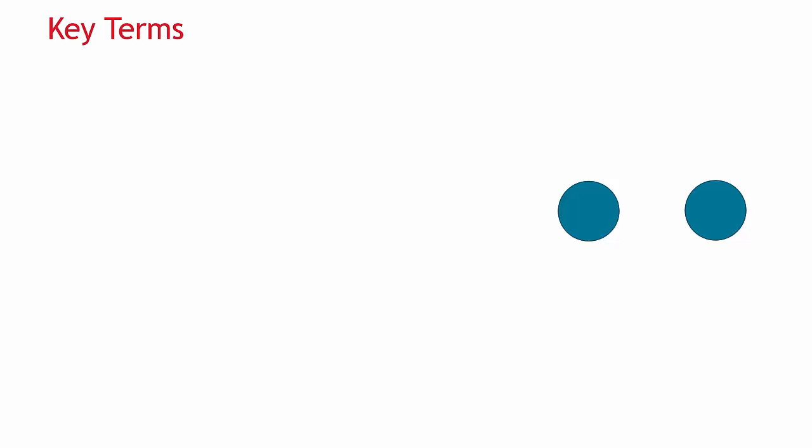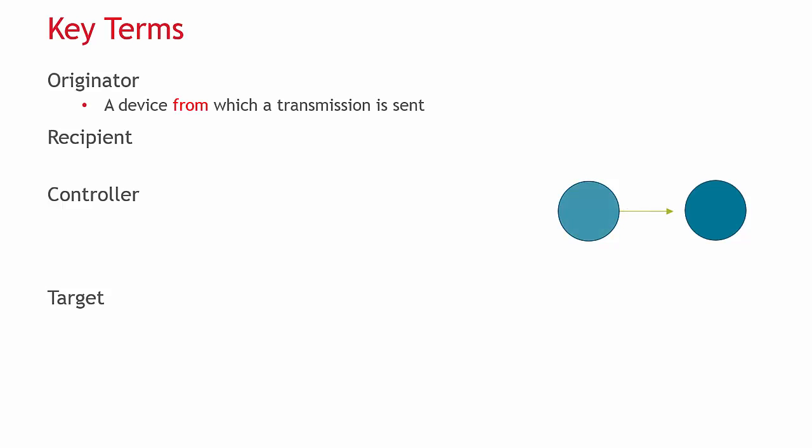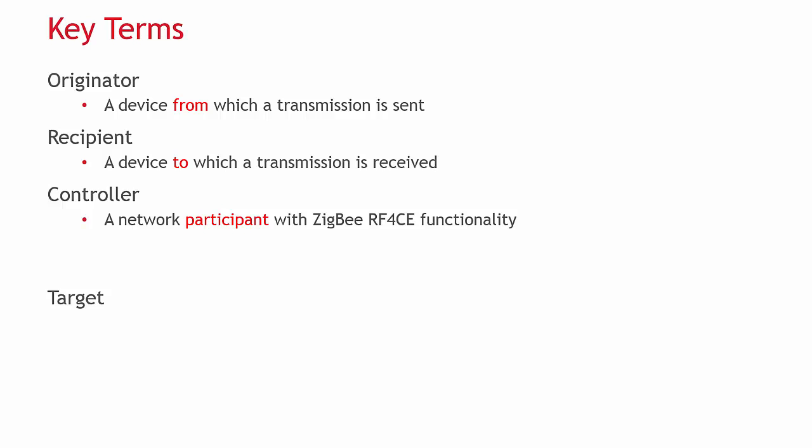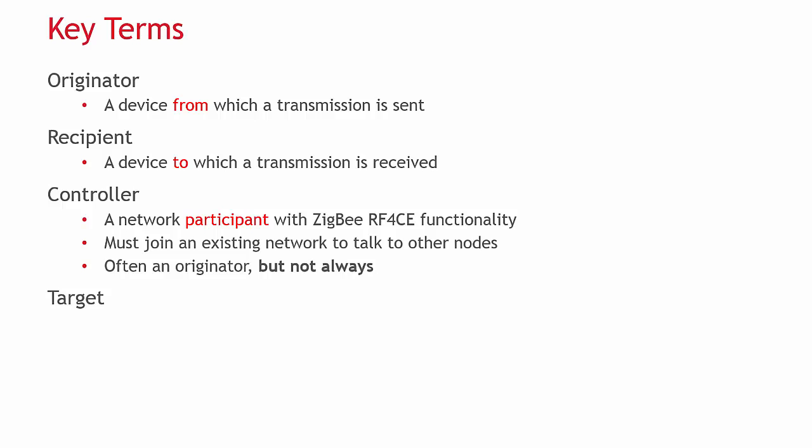There are a few key terms that are important when trying to understand the RF4CE protocol. These terms are originator, recipient, controller, and target. An originator and a recipient are very simple and complementary terms. The originator is a device from which a transmission is sent, while the recipient is a device to which a transmission is received. A controller and a target are also complementary terms, where the controller is a network participant with ZigBee RF4CE functionality. As a participant, it must join an existing network in order to talk to other nodes, and it is often an originator, but not always an originator.